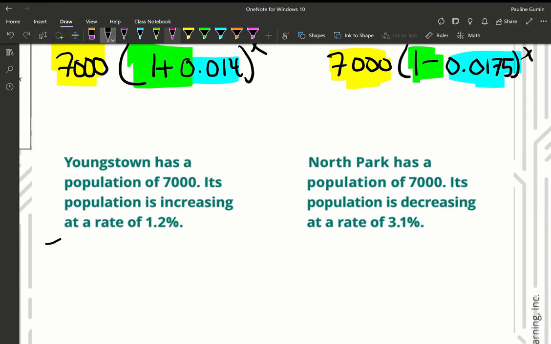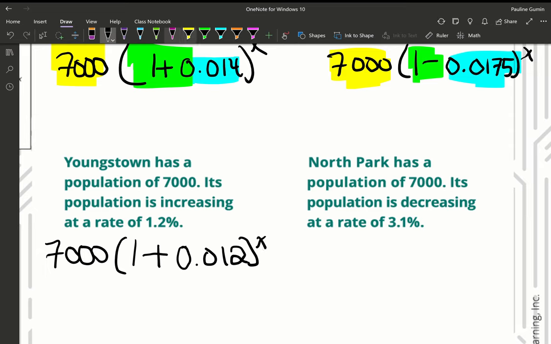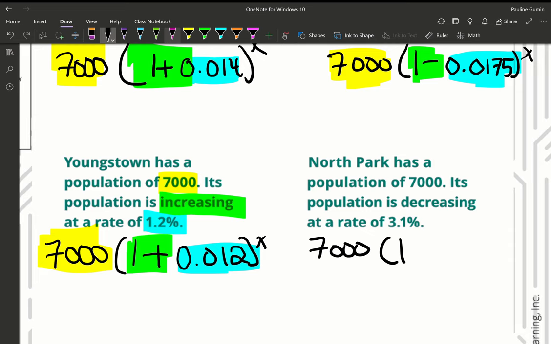Youngstown has a population of 7,000. The population is increasing at a rate of 0.012 or 1.2%. North Park. North Park starts at 7,000. The population is decreasing at a rate of 3.1%, so that's 0.031.